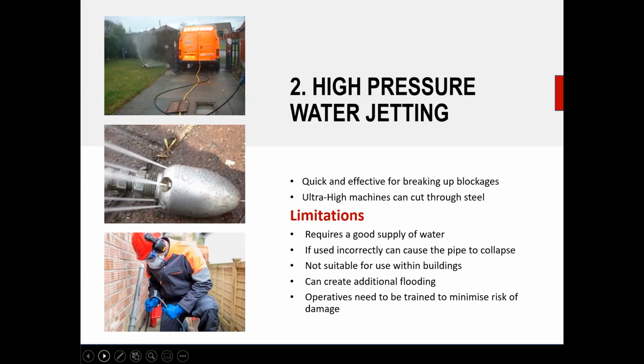If used incorrectly, this type of cleaning can actually cause the pipe to collapse. There's a WRC jetting code of practice for people to work to. If you're not too sure what the condition of the pipe is, and you're there on an emergency job, you keep the pressure low, below 2000 psi. It's not suitable really for use within buildings, especially multi-story buildings, tower blocks, etc., because you can't actually get the pump and the vehicle anywhere near the place where you want to work.